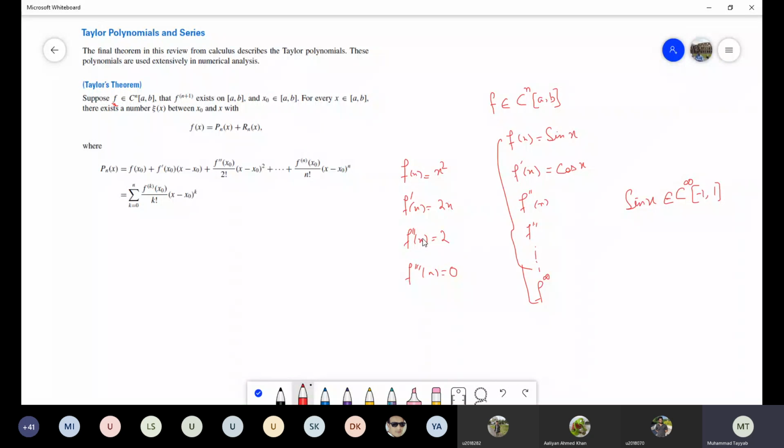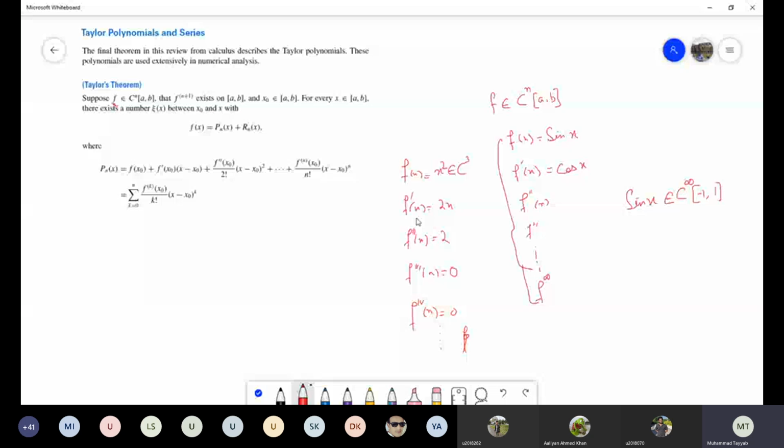First, second, and the third is 0. So this is a 3-time differentiable function. If you take the fourth derivative and so on, this will remain 0. So one can say that the function f of x belongs to C^3, a 3-time differentiable function. So this is what he's saying in the Taylor theorem.